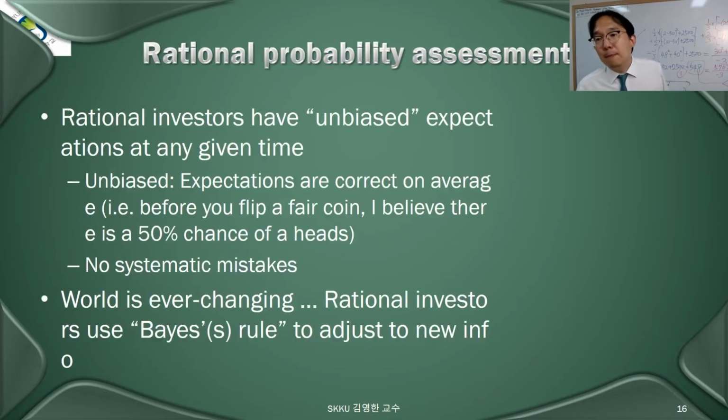Okay? Now, rational probability assessment: rational investors have unbiased expectations at any given time. Unbiased means expectations are correct on average, right? I.e., before you flip a fair coin, I believe there is a 50% chance of heads and 50% of the other. Don't think about a fake or biased coin. No, we're not making a Hollywood movie here, right? No systematic mistakes. The world is ever changing.